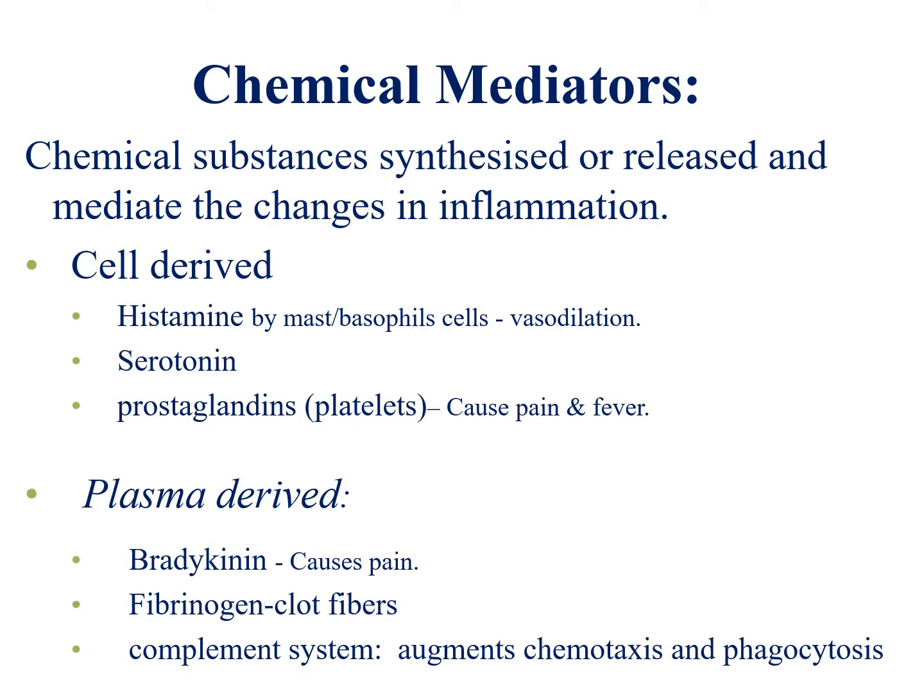Now, the chemical mediators that I've been talking about, they can be cell-derived or they can come from the plasma. The ones that are cell-derived, first of all, we have histamine. This can be released by mast cells and basophils primarily, but the short video that I'm going to have on Canvas also says from platelets. This will lead to vasodilation of upstream arterioles. Serotonin basically does the same similar function as histamine.